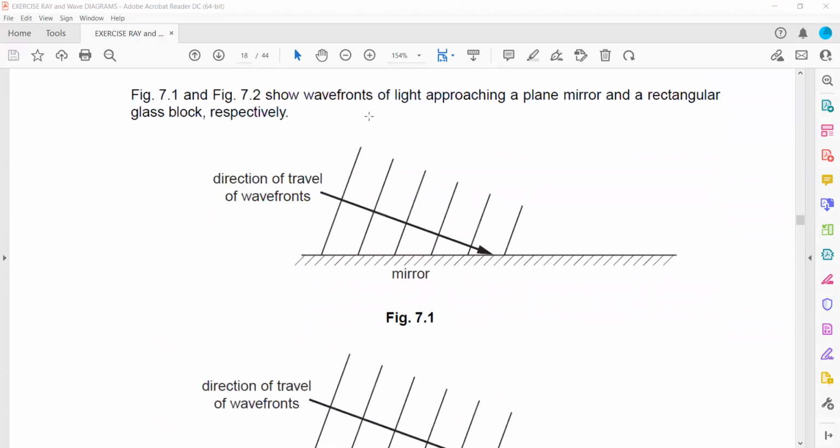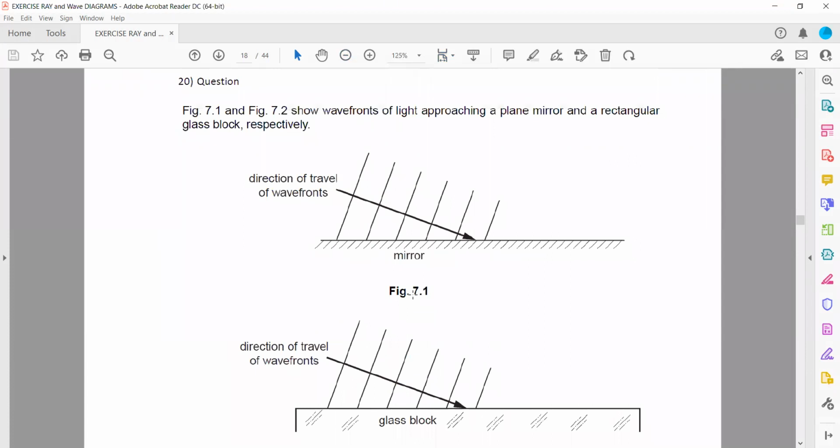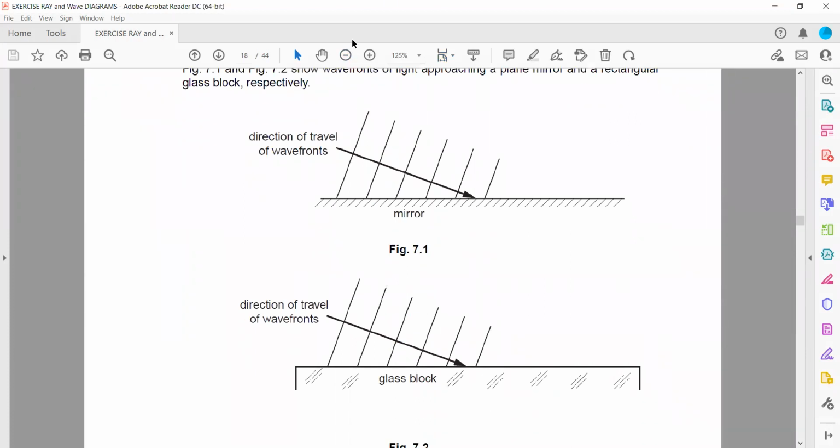Figures 7.1 and 7.2 show a wavefront of light approaching a plane mirror. Draw the path to show what happens to the wave at the strike. So the light strikes the surface, so reflection. The imaginary line which is perpendicular to the surface is the normal. When the light strikes, it changes direction. We call that reflection. So this will be the reflection. After showing the reflection, we draw the reflected wavefronts, which are always perpendicular to the direction of the wave. So these are the reflected wavefronts.